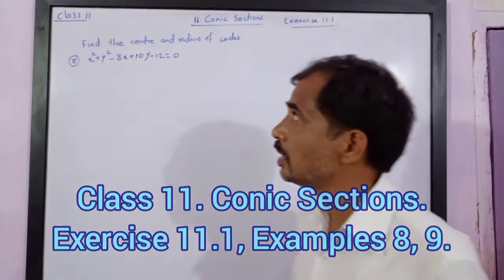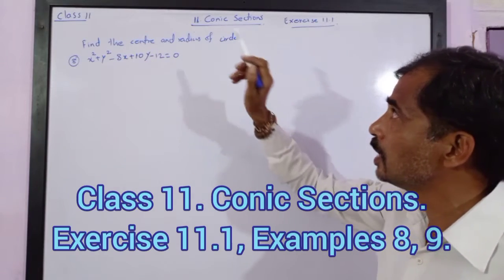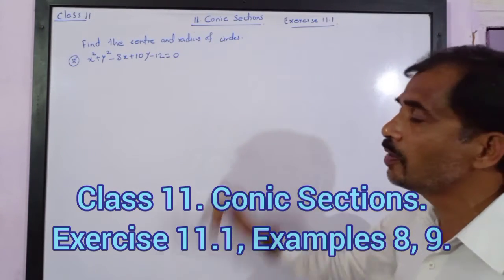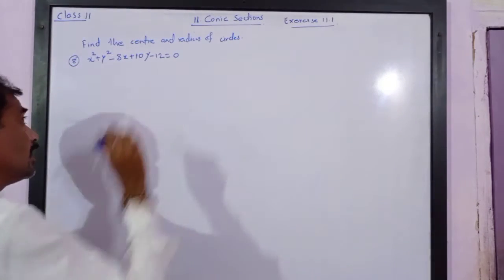Dear friends, let us try to understand the next part. We are studying in class 11, 11th lesson conic section, and in exercise 11.1 we have 8th question. We are supposed to find the center and the radius of the circle.